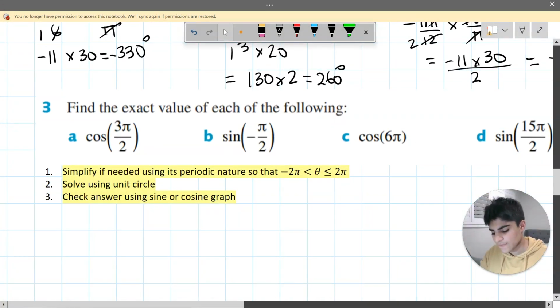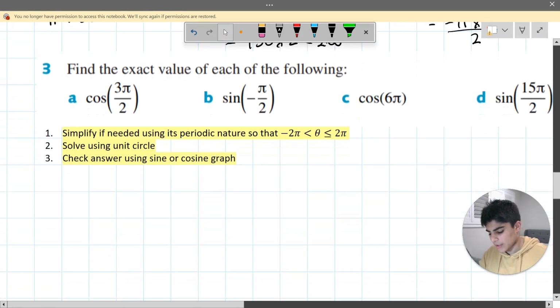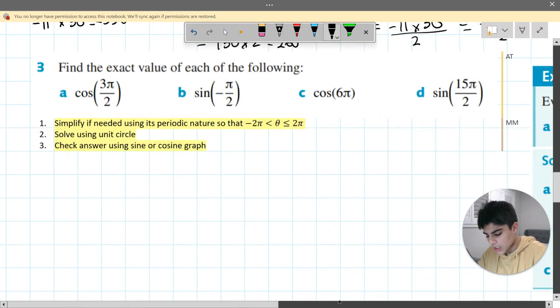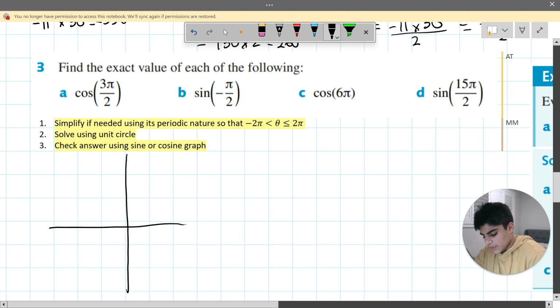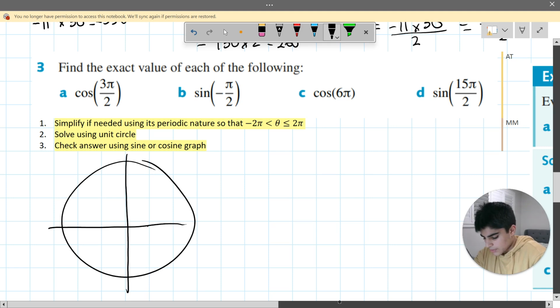Next, find the exact value of each of the following. Okay, let's do this. Cosine 3 pi on 2. Okay, let's just draw a diagram here. 3 pi on 2, this is our unit circle. Cosine 3 pi on 2. Okay, let's break this up. Pi on 2, 2 pi on 2, 3 pi on 2. Over here, we've got a value for sine but no value for cosine. So cosine 3 pi on 2 equals 0.